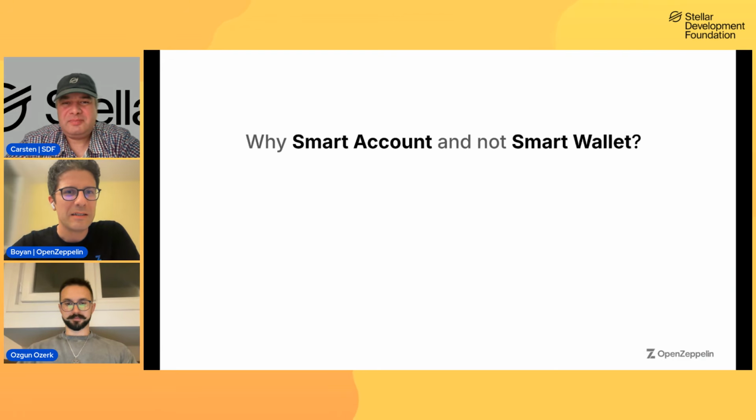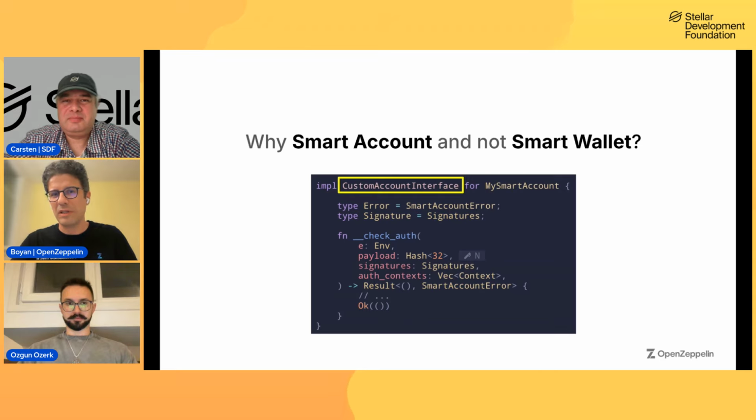First, a point about naming and why we chose smart account and not smart wallet. The Soroban SDK defines custom account and the custom account interface, and our design builds on top of it. So that's why we decided to choose smart account as a naming, and yeah, a smart account must implement this interface.